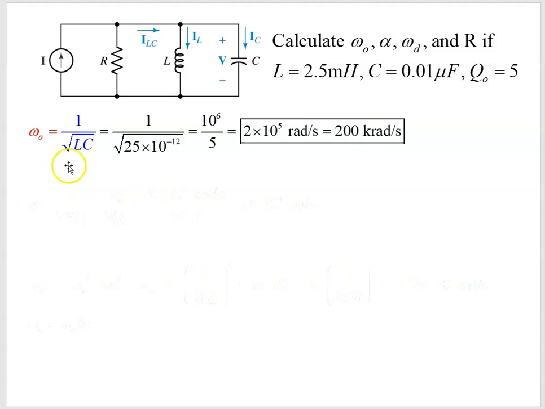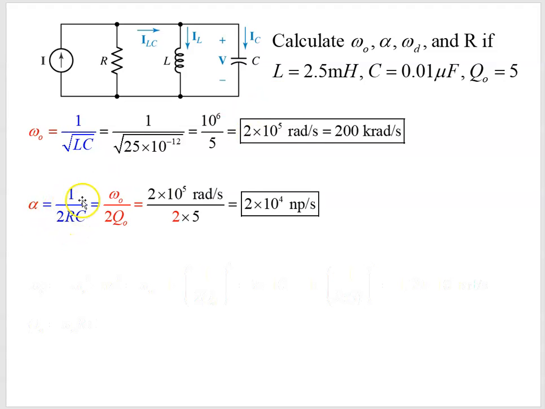Once we have omega naught, we still need to determine what our alpha, omega D, and the resistance are. Well, we can determine alpha, that's 1/2 RC, but it's also equal to our omega naught divided by 2 Q naught. So now that we know omega naught, instead of using our old formula 1/2 RC, we can use 1/2 the ratio of the resonant frequency to the quality factor, and we come up with 2 times 10 to the 4th nepers per second.